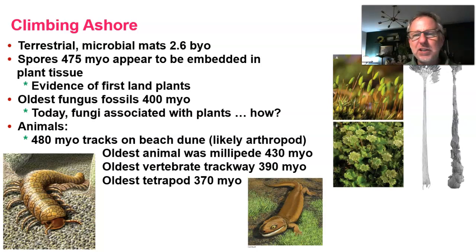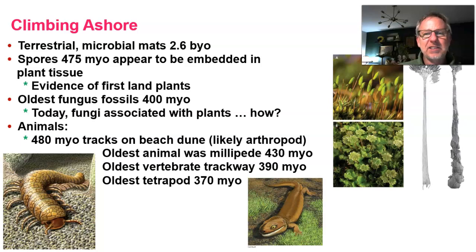Animals began, we can see animal tracks that were 480 million years ago, little tracks of footprints on a beach-like dune, most likely an arthropod. We don't know if it was truly terrestrial or something that lived in the water and just happened to be walking on a sand dune. But the oldest animal is a millipede, shown in the bottom left, about 430 million years old.